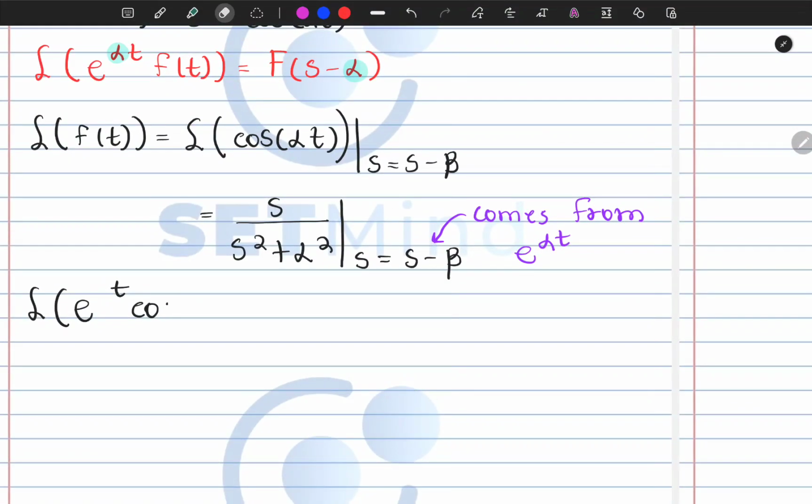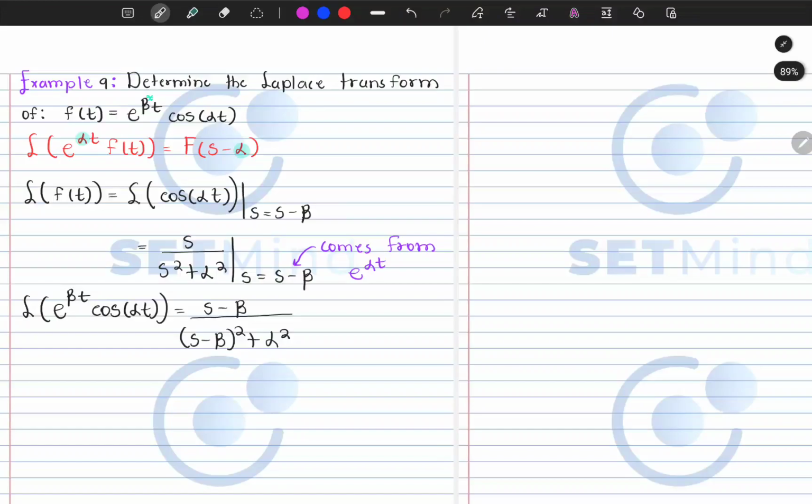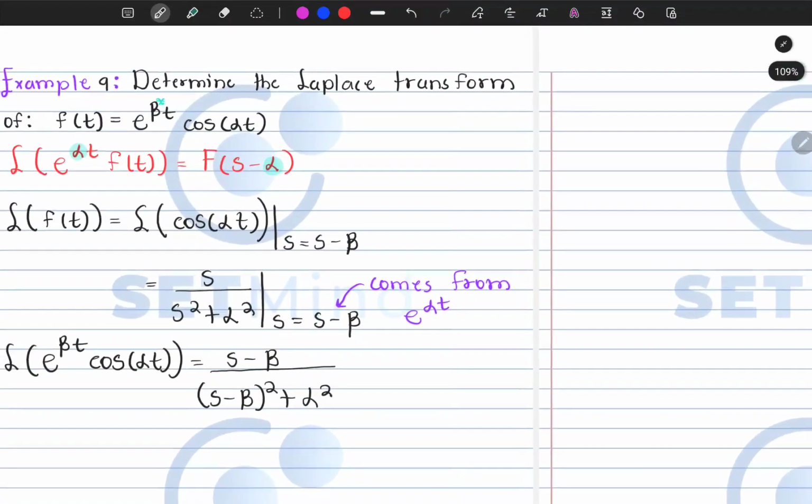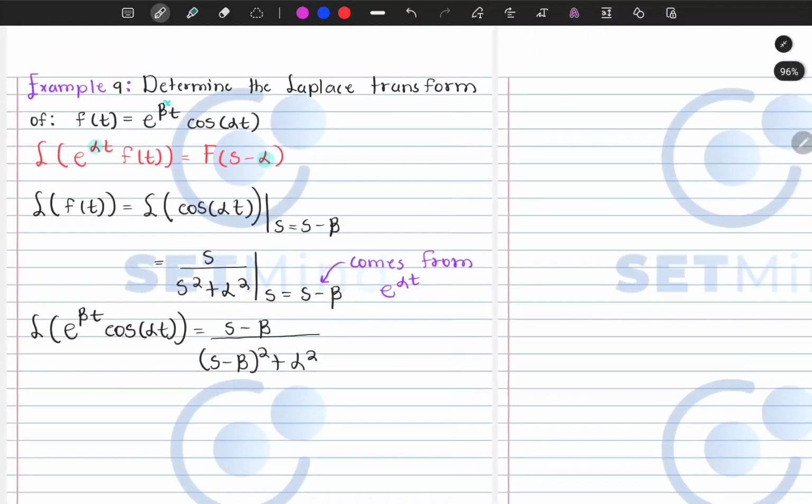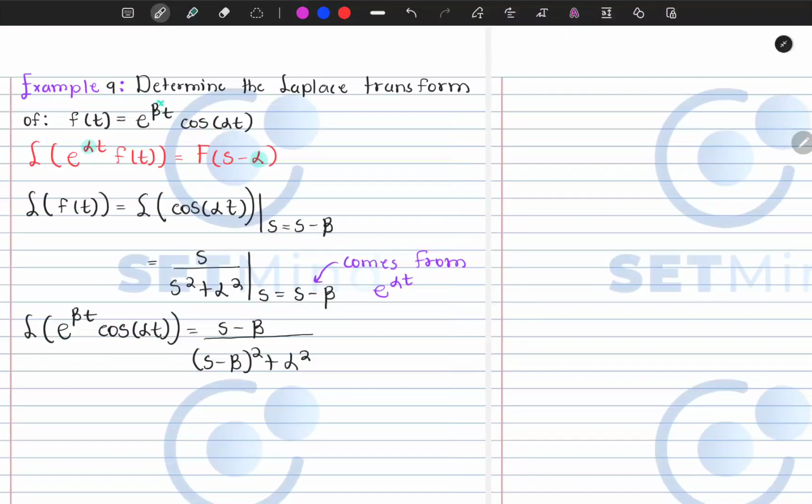So if we have e to the beta t, which is just a number, multiplied by cos of alpha t, the answer will simply be, wherever there would be s, because of this exponential term, we'll have s minus beta. And this will be divided by, wherever there's s, we have s minus beta all squared plus alpha squared. That is how we would obtain the Laplace transform for example number 9.